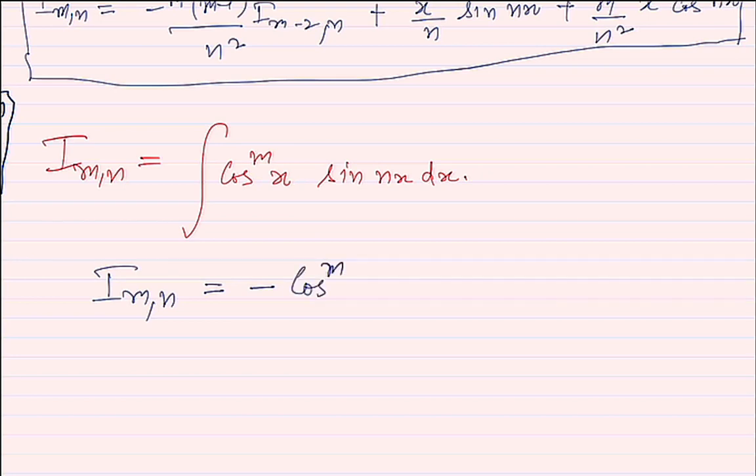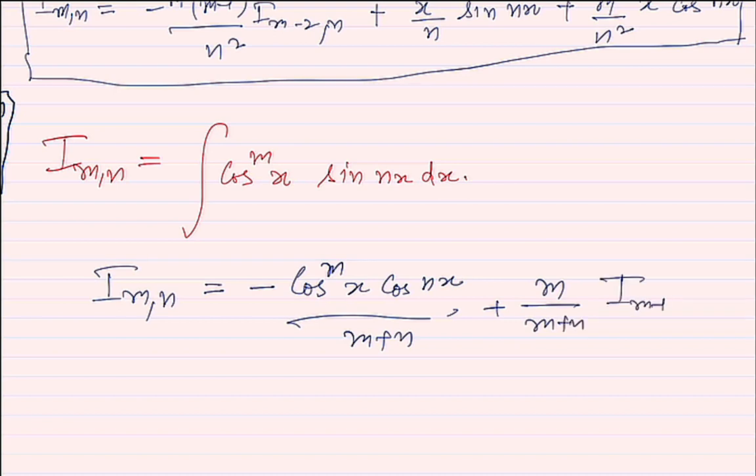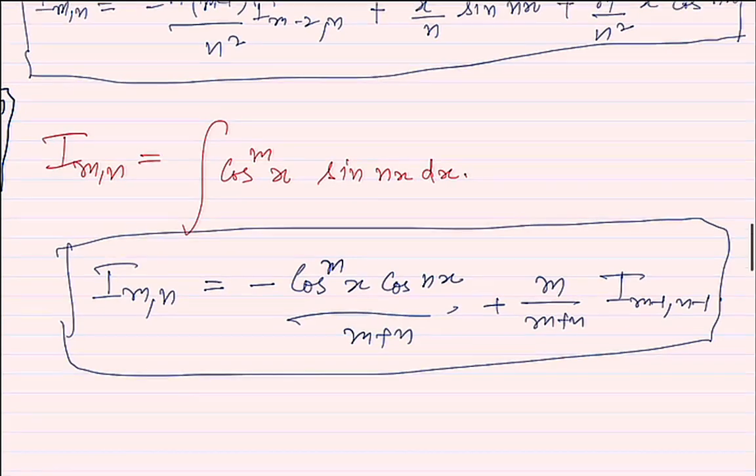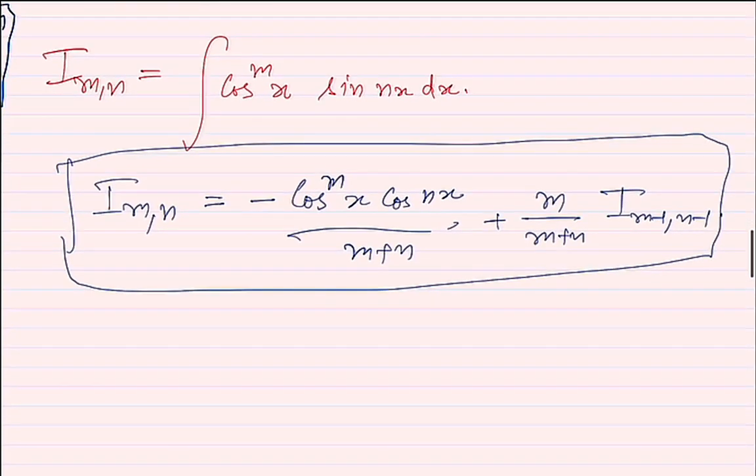So you will get cos raised to power m x cos nx upon m plus n, plus m upon m plus n I m minus 1 n minus 1. It has only two terms, but the procedure is lengthy. So Imn is minus cos raised to power mx cos nx upon m plus n, plus m upon m plus n Im minus 1 n minus 1.